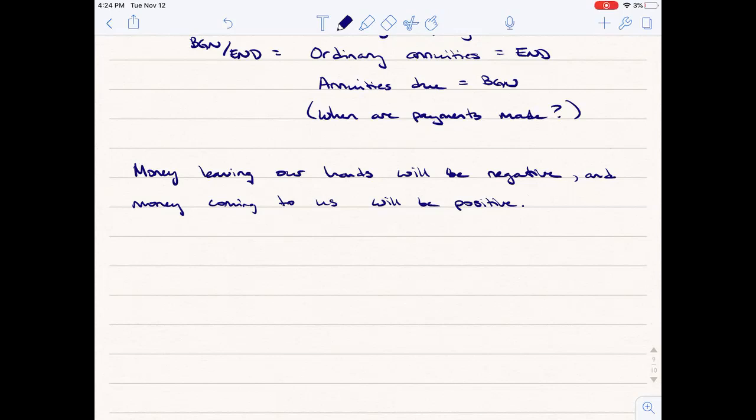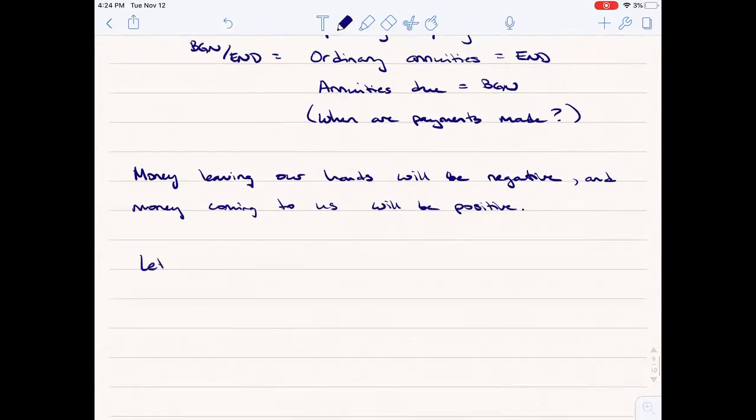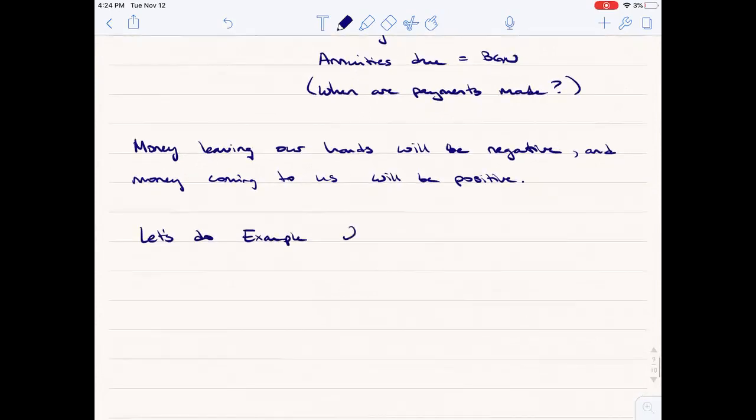So let's do example 218 on our calculator. That's the one that we just did. What's nice is that we know the answer that we got, and so we can check our work.